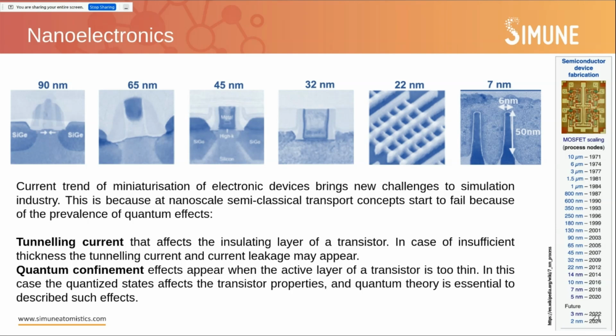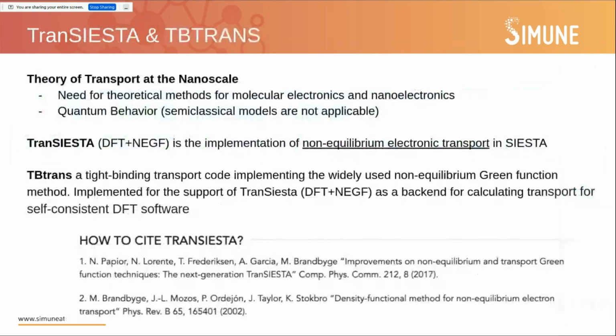Such effects are responsible, for example, for tunneling current that can lead to current leakage in the device, and also quantum confinement effects, for example when the active layer of the transistor is too thin. And in this case, there are quantized states that obviously affect the properties of the device. And therefore, it is needed to use methods that take into account quantum behavior.